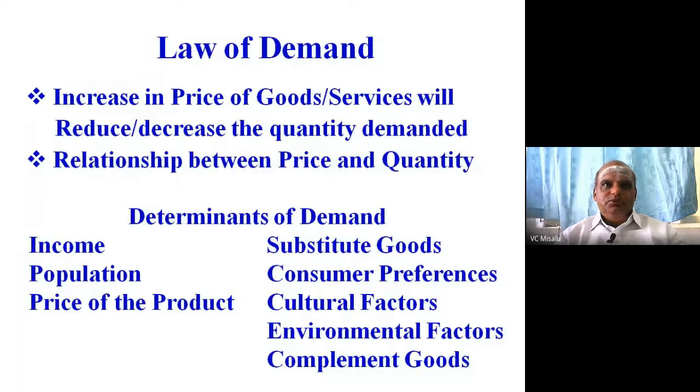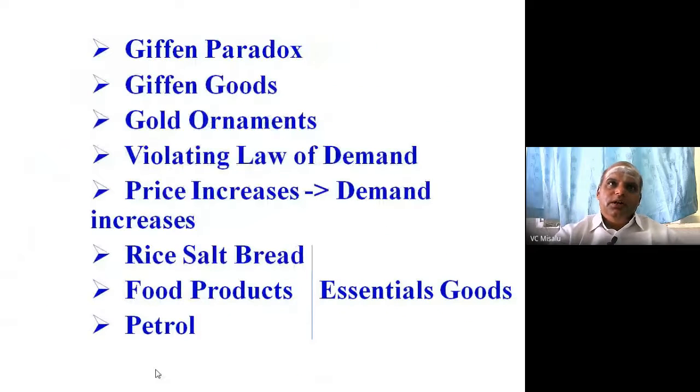Other chapters are there. I have other details of demand. You see, different paradox, different goods, gold, violating law of demand, price of salt, rice, bread, food products, petrol. They are all essential. They are Giffen goods.